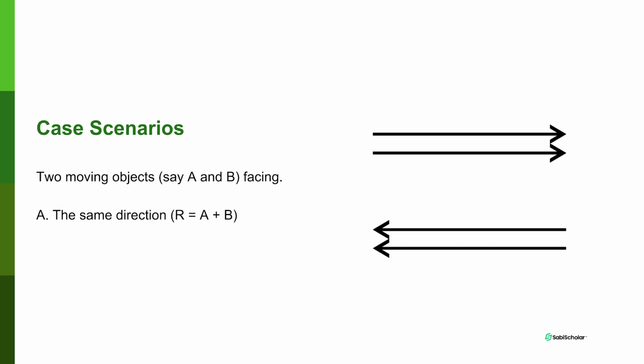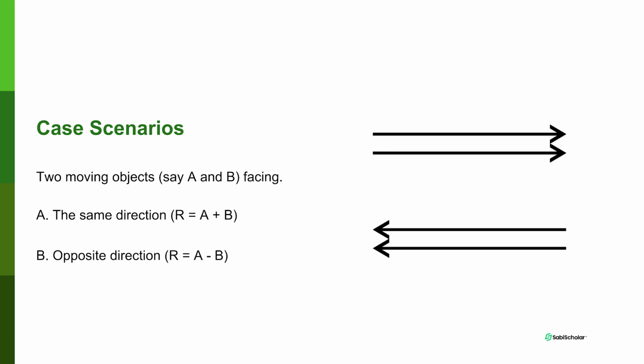First is if the object moves in the same direction. For example, if you are traveling at 2 meters per second northwards, and then you speed up and now travel at 5 meters per second, still northward. You are still in the same direction, you just sped up. In that case, your resultant velocity is going to be the first one plus the second, the 2 plus the 5, because it's still in the same direction. So in the same direction, the resultant R is equal to A plus B.